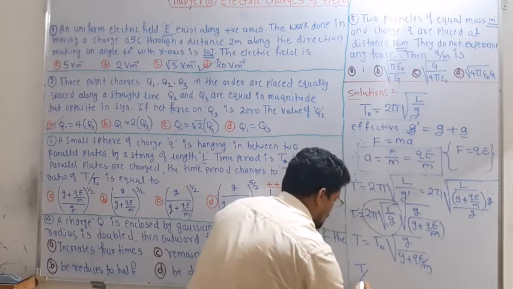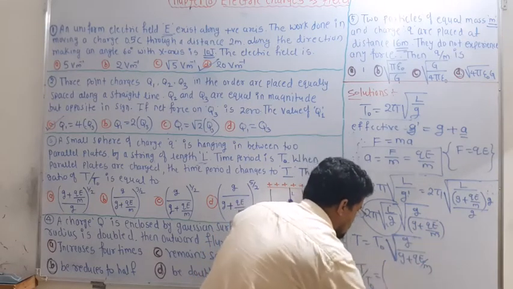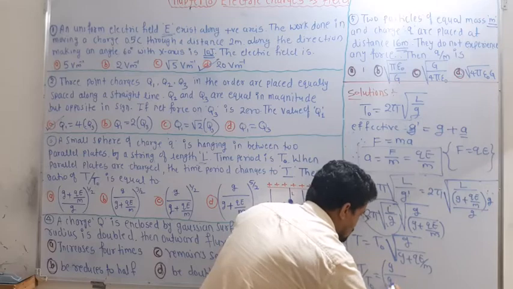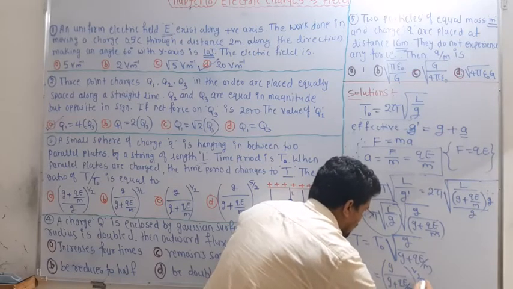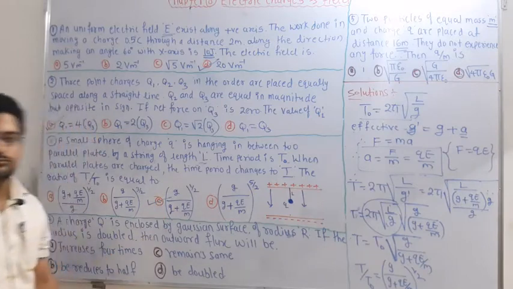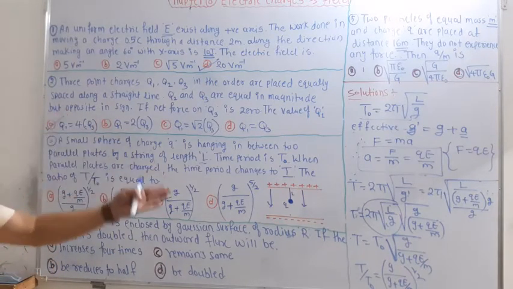Therefore t divided by t naught is equal to this root, which can be written as g divided by g plus qE divided by m, raised to half. Option C is correct. Okay, next, just pause the video and see it once again.